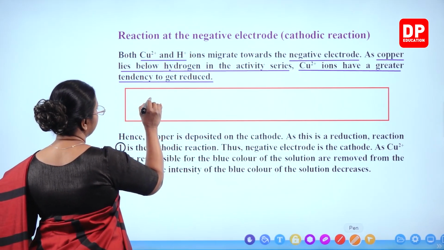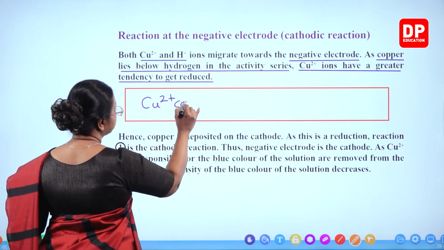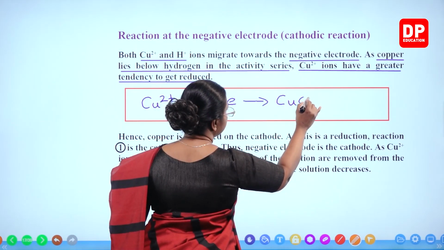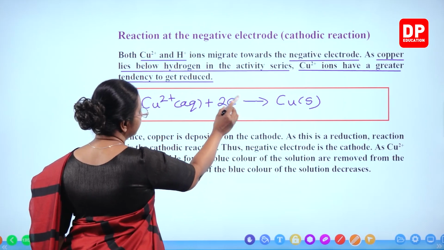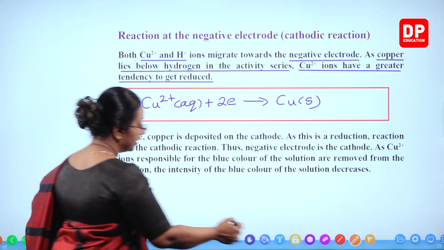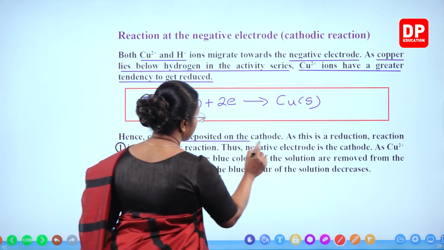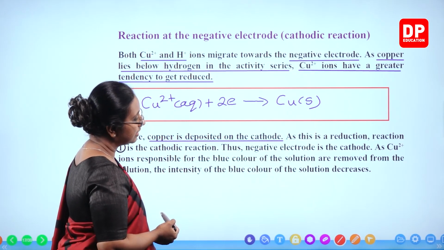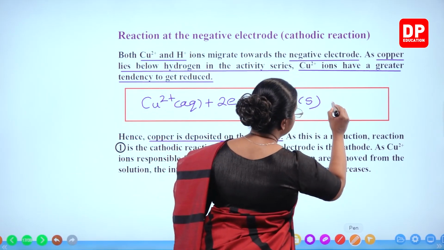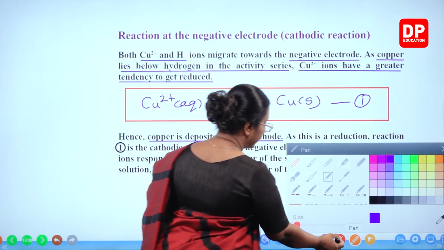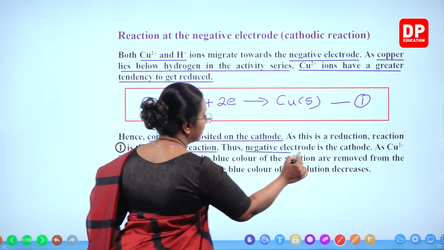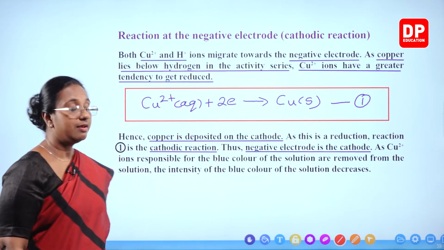And the reaction you can remember: Cu2 plus aqueous plus 2 electrons giving rise to Cu solid. Here to balance the 2 plus we need to have 2 electrons. Hence copper is deposited on the cathode. As this is a reduction reaction, it is the cathodic reaction. So here we will label this as the first equation. So that is the cathodic reaction. Thus, negative electrode is the cathode. You all can remember that.